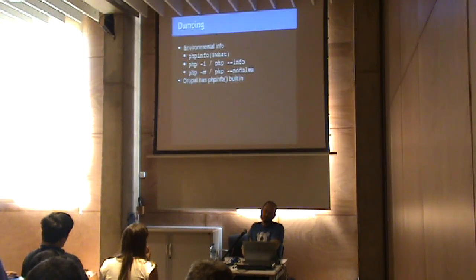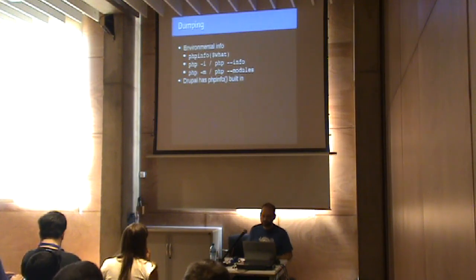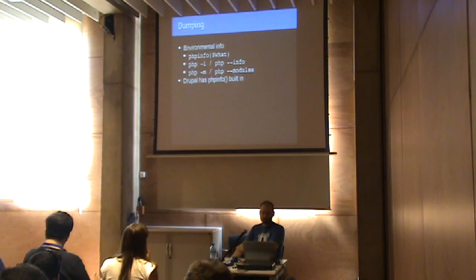And then just environmental info. This is just if you're on Drupal.org and people ask you what modules are you using in PHP or something. There's a couple of functions in PHP you can use. phpinfo. You can give it a what parameter. So for example, you can say phpinfo modules. This will give you a list of modules that are enabled in your PHP installation. You can get the same information on the command line. Just type php --info or php --modules if you want a list of modules.